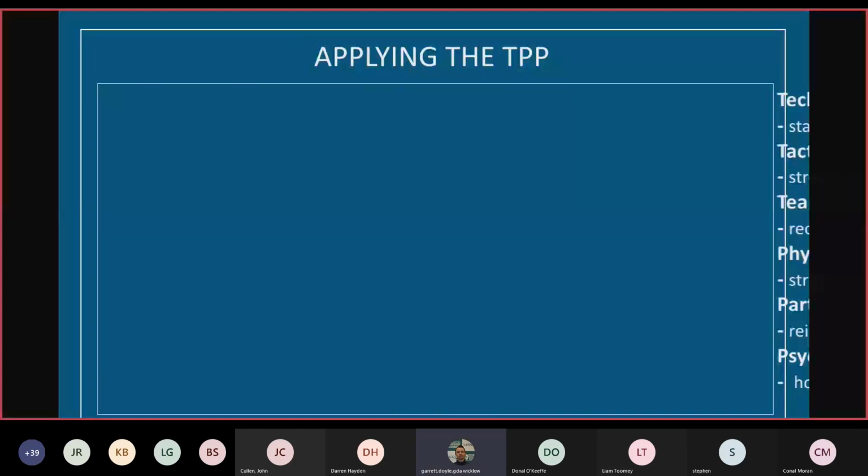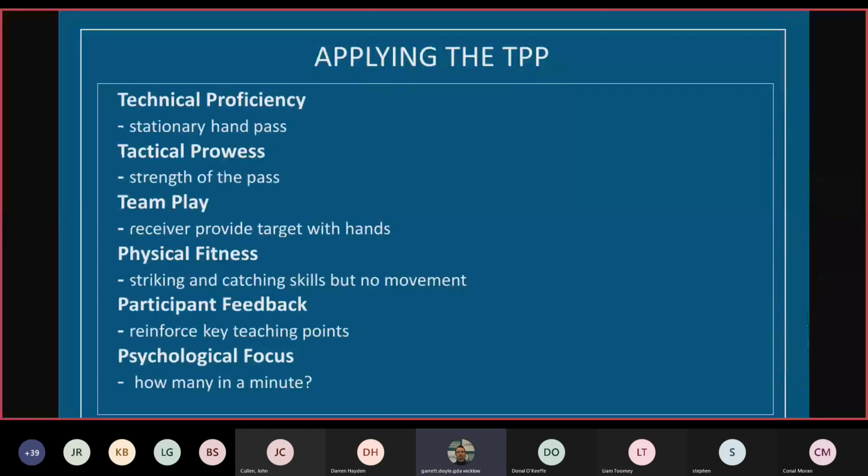So we just want to see, can we maximize everything that's in that? So technical: it's a stationary hand pass. Straightforward enough. What decisions do the players have to make? Not many, but they can. The strength of the pass could be one, or maybe the only one.